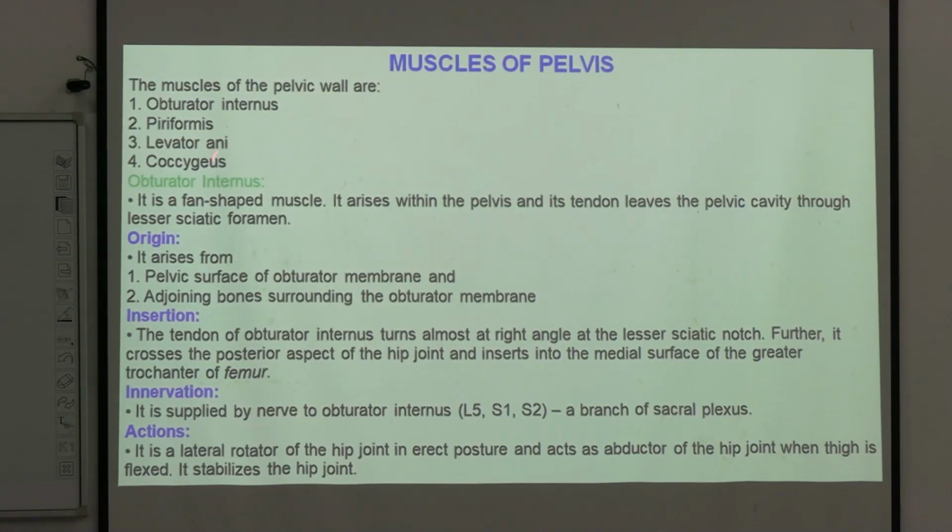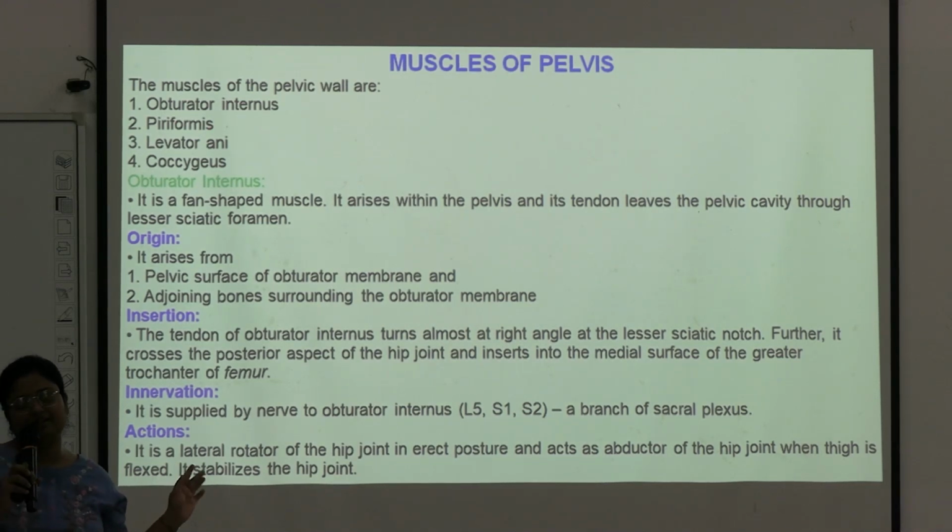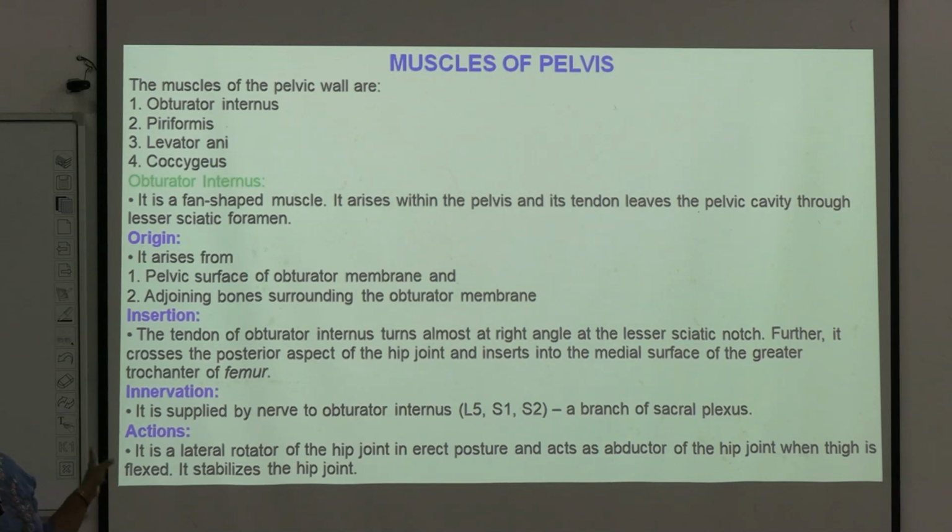Next we go to the muscles of the pelvis. You have seen muscles of the posterior abdominal wall, which we have also discussed in class. So today we will learn about the muscles of the pelvis. The muscles of the pelvic wall are obturator internus, piriformis, levator ani and coccygeus.